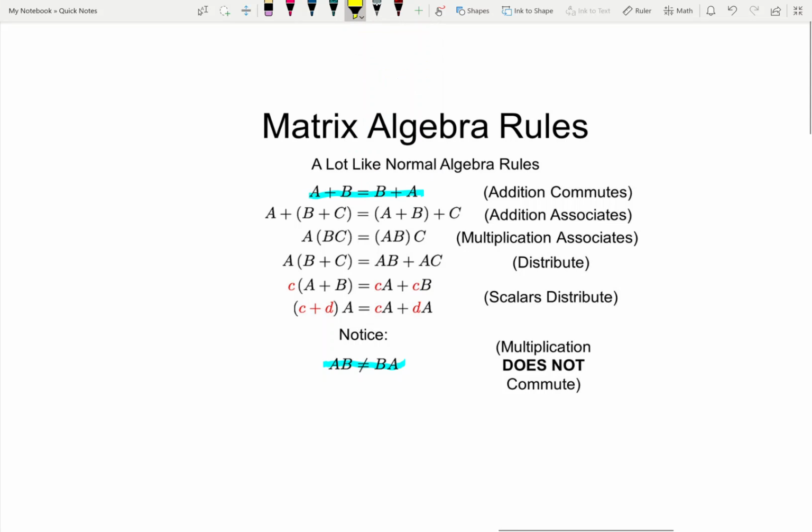Everything else is the same, meaning addition is commutative, the associative law still applies, the multiplication associative still applies. You can even distribute matrices. And of course, you can multiply by constants and stuff like that. So everything is similar to regular algebra, but the only thing that's different is this one right down here. It's the biggest one: matrix multiplication is not commutative. And we just did an example that proved that. And guess what? Most likely they're going to have that on your test. Your instructor will test you on that knowledge. So just be ready for that.